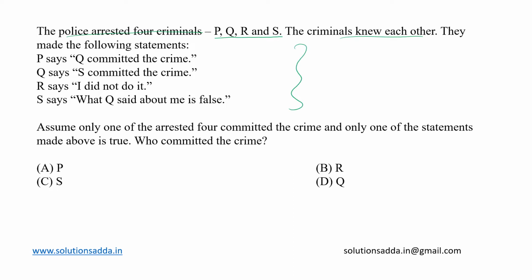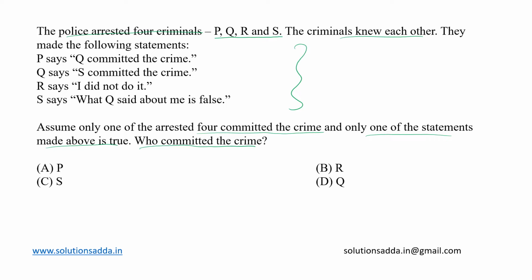We have to assume that there is only one criminal and only one of these statements made above is true, which means at a time only one of them will speak the truth and all the other 3 will not speak the truth. So we will take contradiction of the statements which they have made. So we need to identify who has committed the crime, means who is the actual criminal.